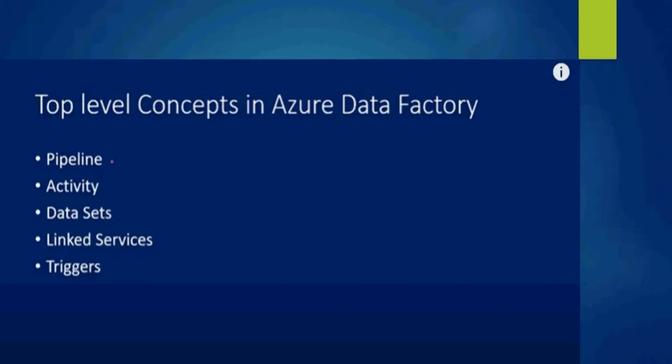Now going ahead, we have to understand the concepts behind Data Factory. What are the things which basically create a Data Factory as a whole? There are many attributes like pipeline, activity, datasets, linked services, and triggers. We'll go through all these concepts one by one, and we'll understand what each terminology denotes. Okay.